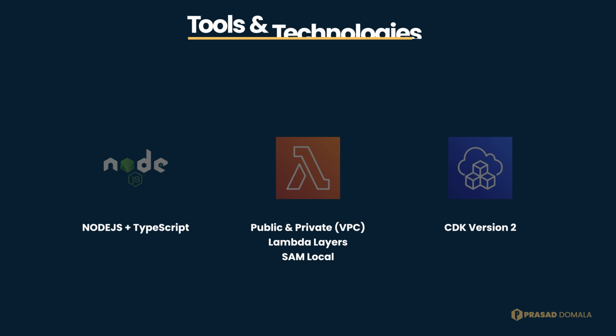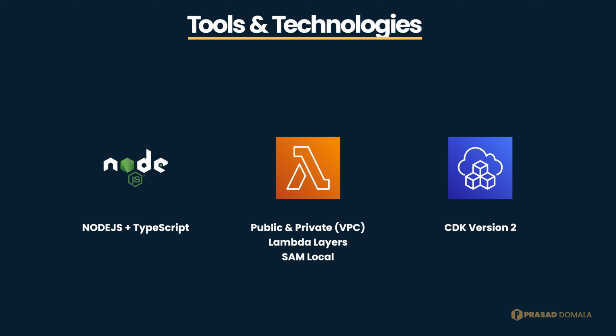In this video, I'll show you how to develop, test and deploy TypeScript-based Lambda functions using AWS CDK. So let's get started. We'll be developing Node.js-based Lambda functions written in TypeScript, which will be compiled to JavaScript before deployment. In this video, we'll be creating public Lambda functions as well as private Lambda functions, that is Lambda functions within VPC. For testing purposes, I'll show you how to use SAM local to test your Lambda functions locally.